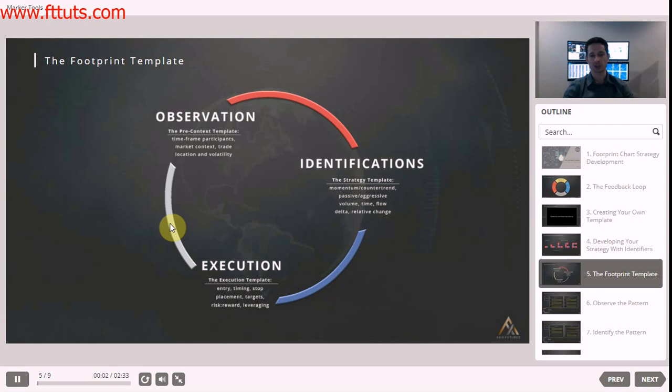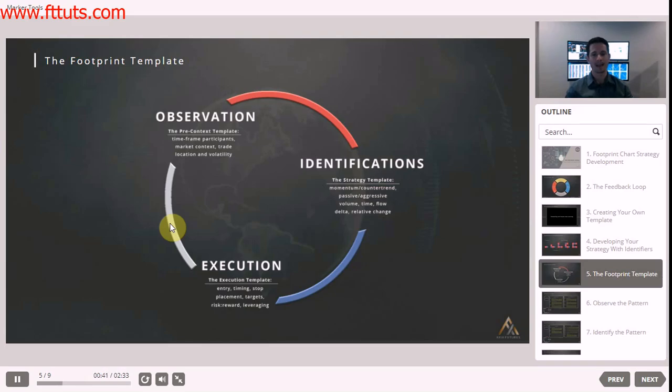So the template looks a little bit like this. There are 3 unique sections: observation, identification, and execution. Within each of these sections, we're going to cover a variety of identifiers. The template ultimately follows a very chronological order, from firstly observing the necessary conditions for a strategy to exist in, then identifying the strategy, which I'll be teaching you one of the 10, and then lastly the execution in a dynamic manner of that strategy, with key focus on trade management.